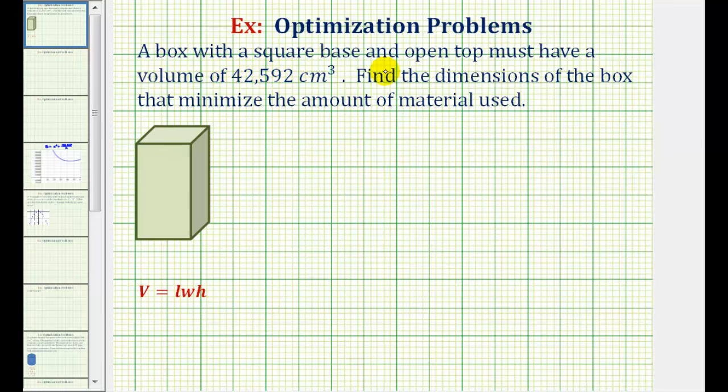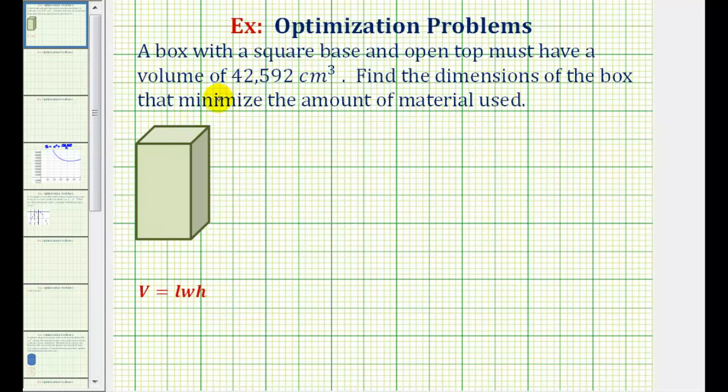A box with a square base and open top must have a volume of 42,592 cubic centimeters. We want to find the dimensions of the box that will minimize the amount of material used, which means we want to minimize the surface area of the box.